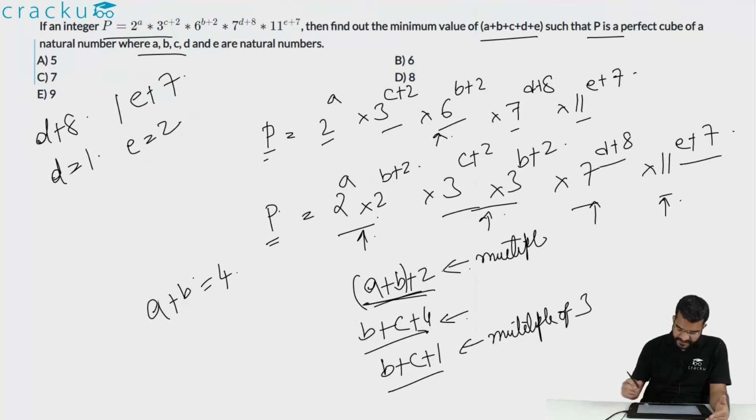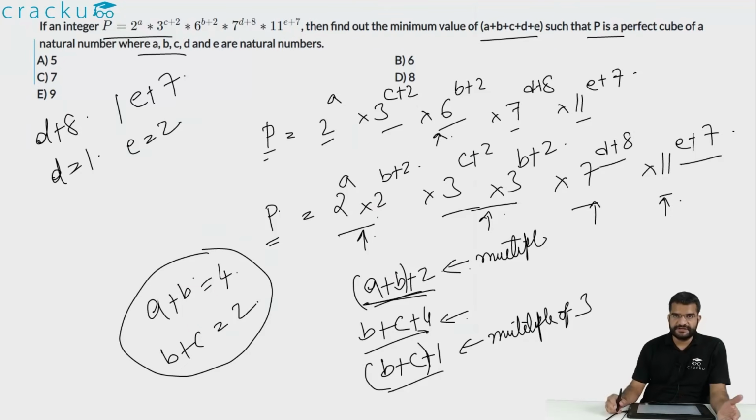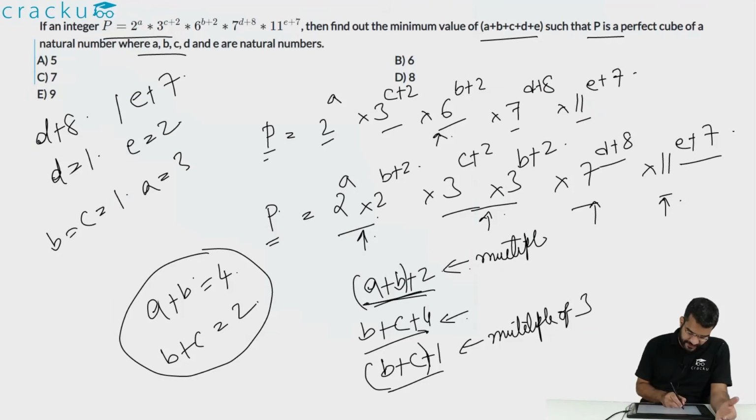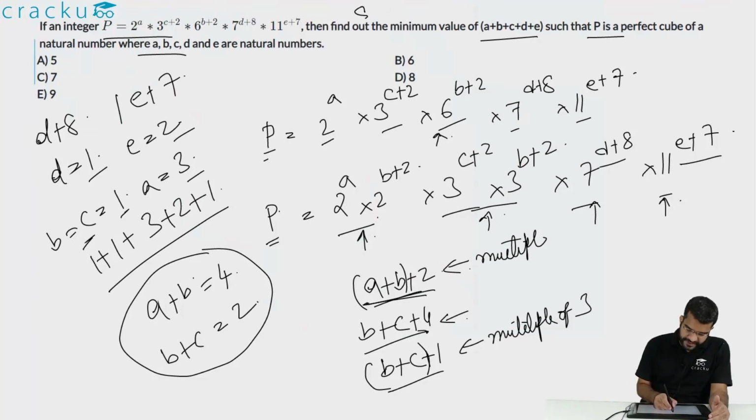Similarly, what is the smallest possible multiple of 3? As we have discussed earlier, it is 3. In this case, we can have b plus c equal to 2, so that b plus c plus 1 will equal 3. If you look at these two equations, you will have a solution by having b equal to c equal to 1, and in this case the value of a is equal to 3. The smallest possible value of a plus b plus c plus d plus e in this case will be equal to 1 plus 1 plus 3 plus 2 plus 1. If you total this up, this will come to 8.